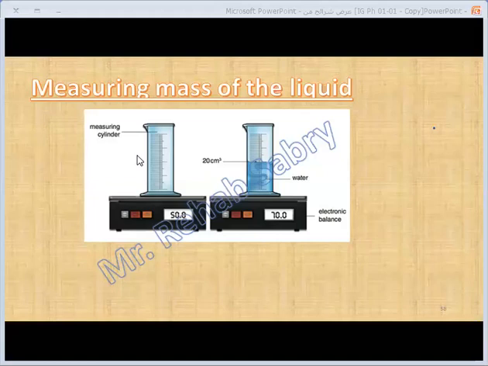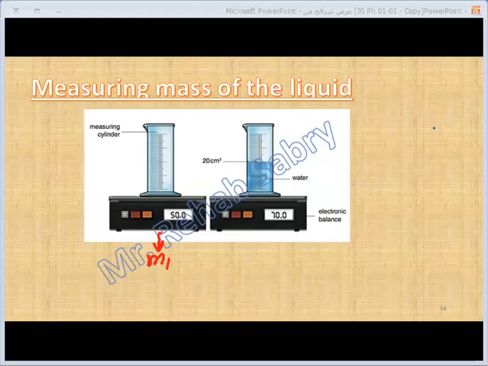Okay? We will put the measuring cylinder, when it's empty, on the balance and take the reading. This reading now is M1, which is the mass of the measuring cylinder only when it's empty.